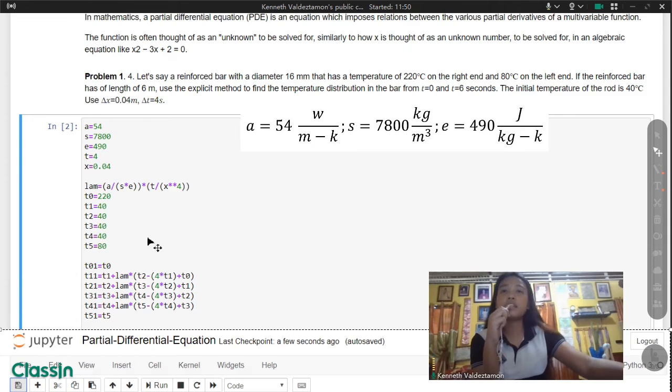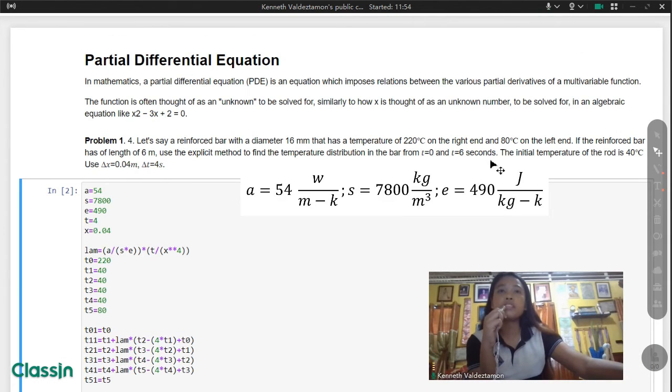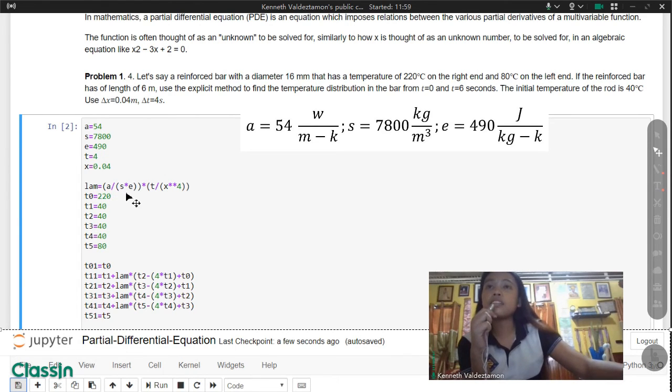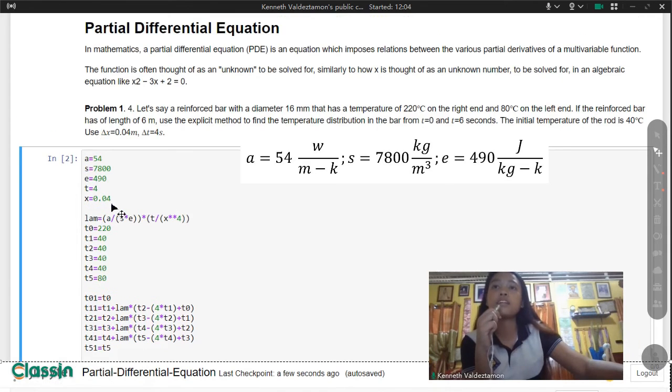Now let's look at the time that we will use. Lambda is equal to A over S times E, and then times change in t over change in x squared, where 4 is the change in our time. So, we will use 4. At t equals 0, we have 220 degrees Celsius. Then from time 1 up to time 4, we have 40, which is the initial temperature of our bar. At T5, we have 80 degrees Celsius, which is the left end.